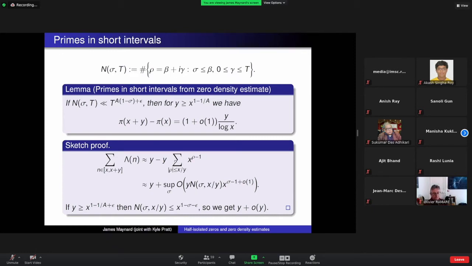And I can split this count up according to the size of the real part, and I can bound the number of zeros with real part approximately equal to sigma by N(sigma, T). And so I can just trivially bound this sum over zeros in terms of N(sigma, T). And if I just plug in the bound that I'm assuming, then I see that whenever y is bigger than x to the 1 minus 1 over a, then N(sigma, x) over y is a bit smaller than x to the power 1 minus sigma. And so this gives us an asymptotic formula for the number of primes in short intervals.